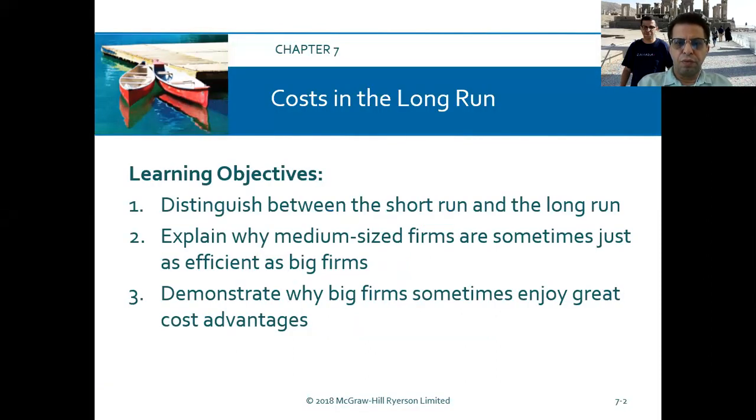In this chapter, basically, we will distinguish between short run and long run cost. Explain why medium-sized firms are sometimes just as efficient as big firms. Demonstrate why big firms sometimes enjoy great cost advantage.